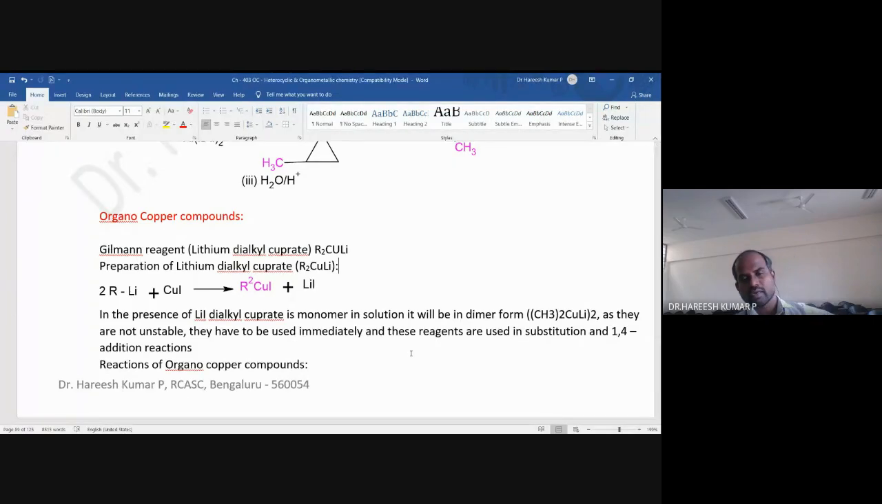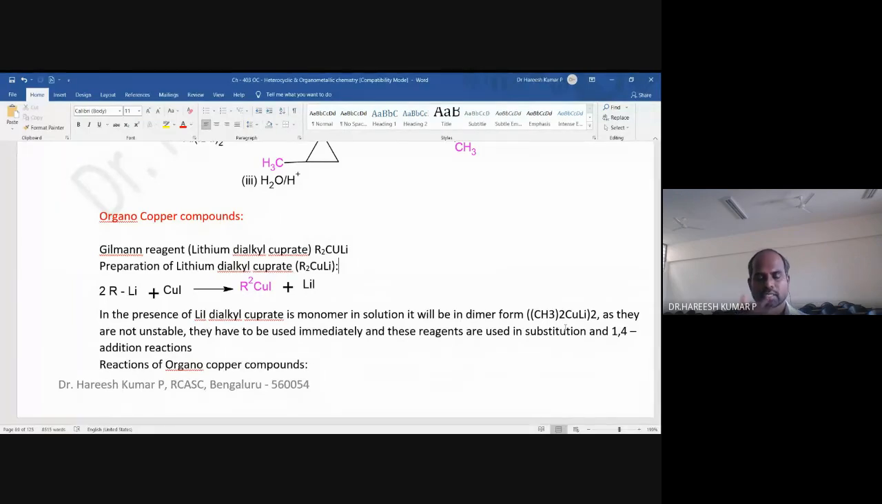So that means lithium dialkyl cuprate is available as a monomer, but in solution it will be available as a dimer, and these are unstable. That is the reason one uses it immediately after the preparation. And this type of organocopper reagent is useful in substitution reactions, and also in 1,4 addition reactions.